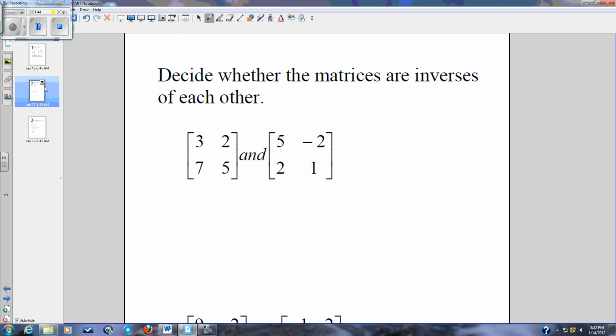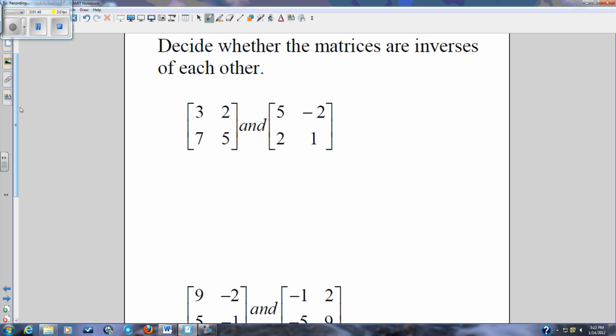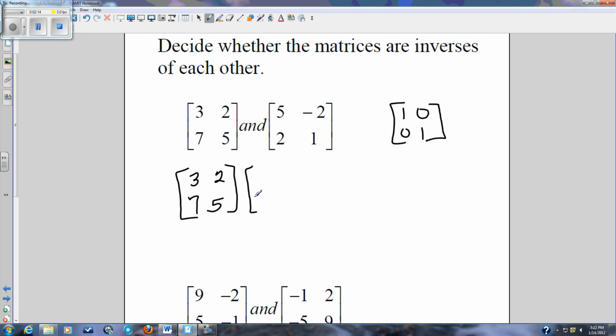So let's go on to some examples. We want to decide whether the following matrices are inverses of each other. So basically what we're hoping for is, if they are inverses of one another, we're going to get an identity matrix, which I'm drawing in. This is what we should get as a result. But let's see what happens if we multiply these together. So we're going back to matrix multiplication. We're going to take [3, 2; 7, 5] and multiply it by [5, -2; 2, 1].